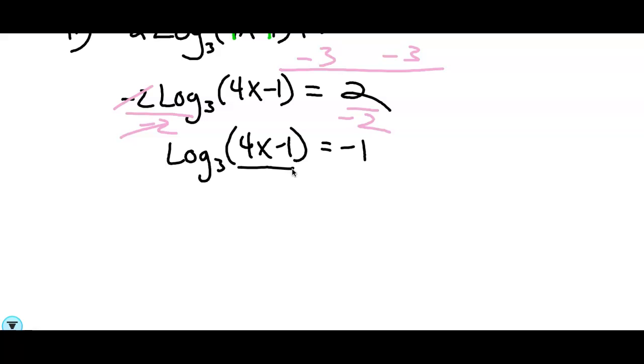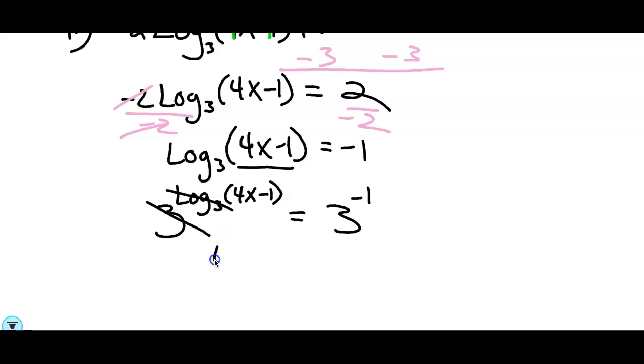So how do you get rid of the log? Yeah, you exponentiate it, right, with the base of 3. So now this is gone, right? And now the 4x minus 1 is free because you got rid of the log.